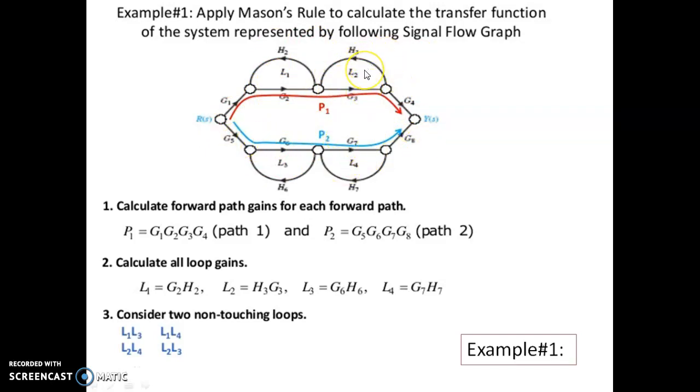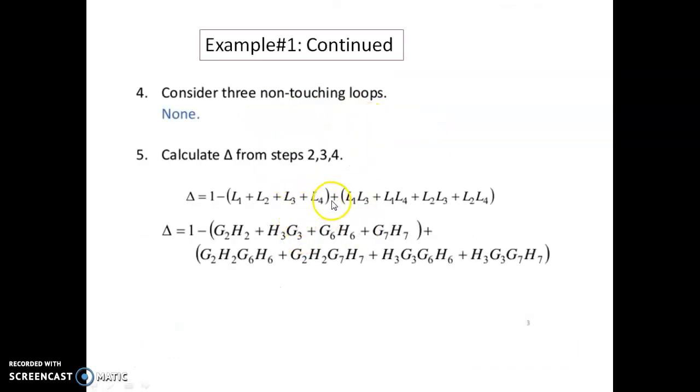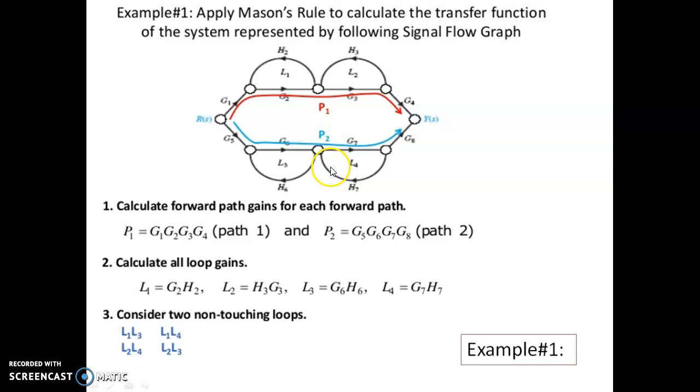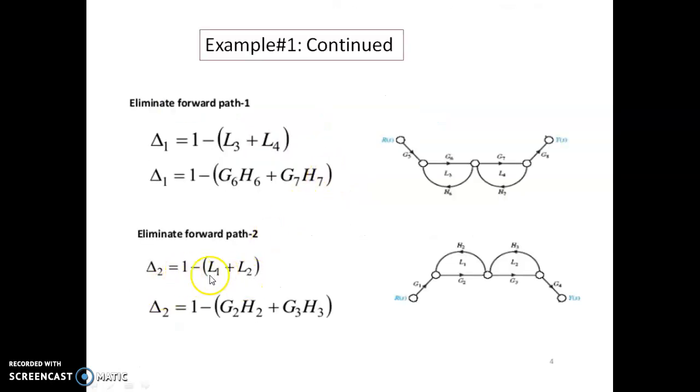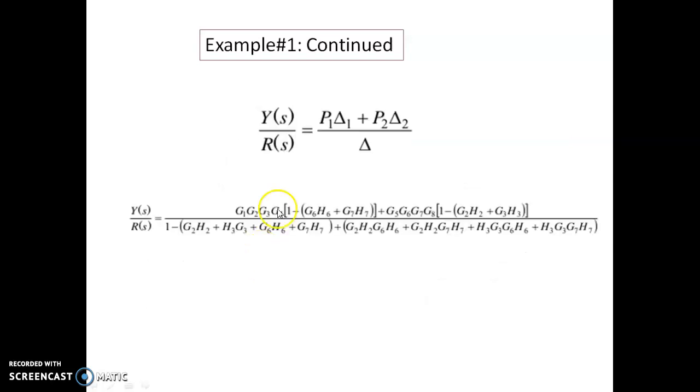Then for P2, delta 2 is not touching. Yes, write L2. Then L3, L4, yes, they are touching, so can't write. So 1 minus L1 plus L2. So next is output by input. It is Mason's gain formula, P1 delta 1 plus P2 delta 2 by delta.